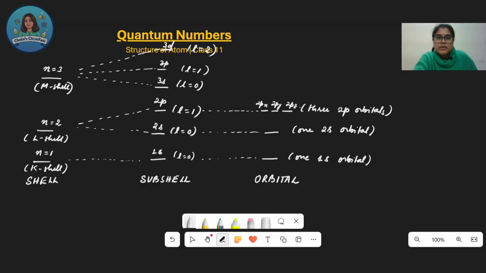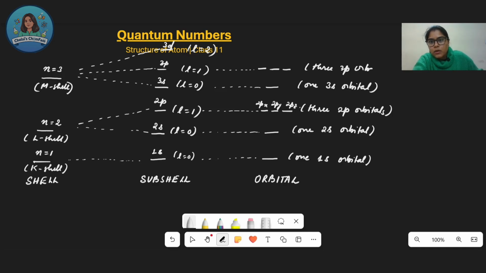All right. Now, when l is equal to 0, what are the possible values of ml? Only 0, just 1. So within the 3s subshell, there is one 3s orbital. Now, when l is equal to 1, what are the possible ml values? -1, 0, and +1. So within the 3p subshell, there are 3 3p orbitals. What are those? 3px, 3py, and 3pz.